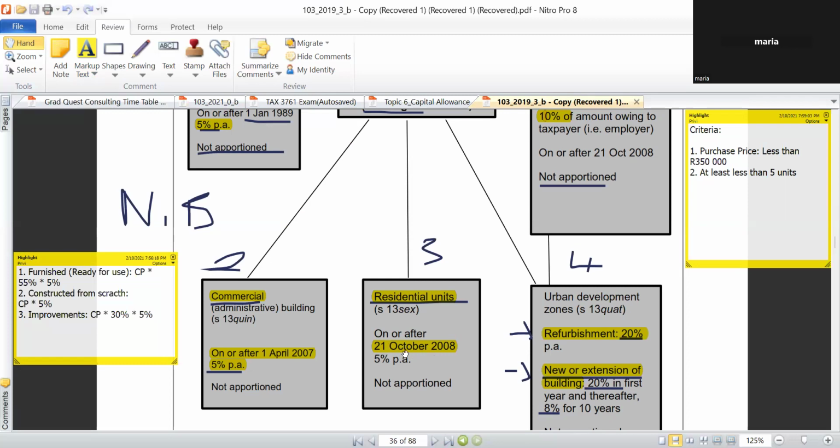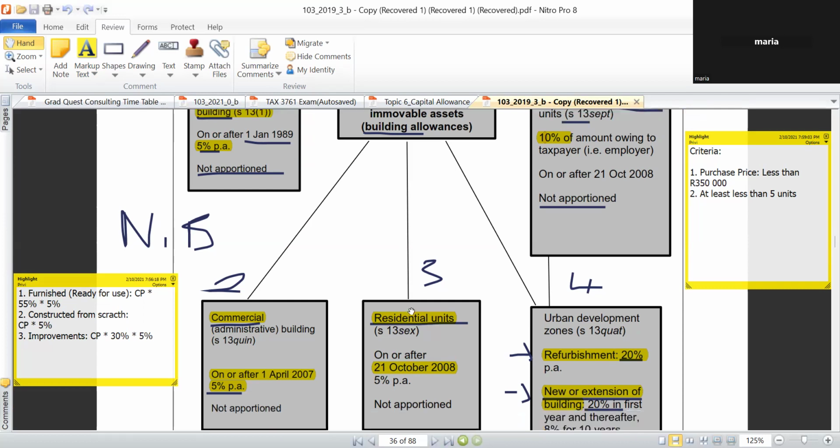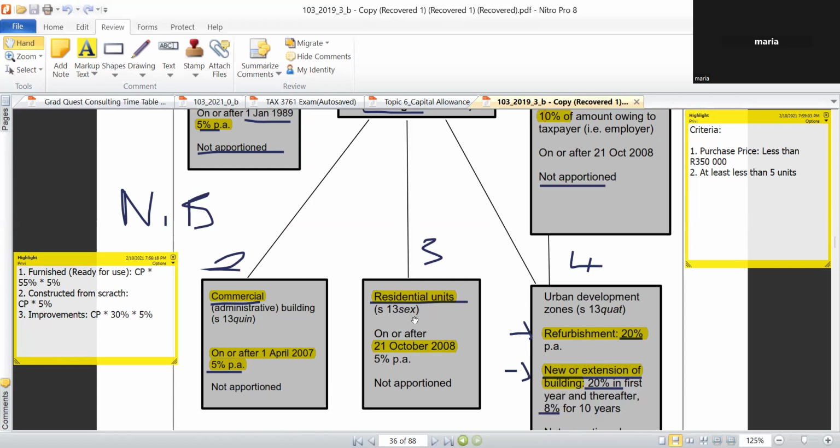So what is key, guys, also very important, is dates. Pay attention to the dates that are given in the context of a question to say, when was that asset acquired? It matters. Because if it's a residential unit acquired prior to 21 October 2008, these provisions of capital allowances on the residential units would not have been applicable. In other words, there will be no building allowance on the residential units in question. For as long as the residential units were acquired prior to the 21st of October 2008, there will be no residential units capital allowances allowed.